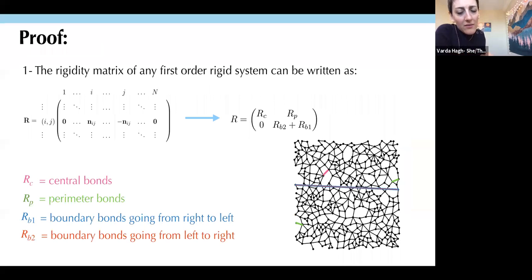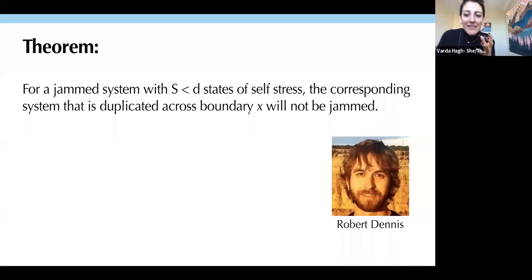Now, I'm going to present you a proof that is kind of mathematical. I hope you bear with me, but this is very important. This is very interesting because usually in jammed packings, as long as there's even one state of self-stress, we call those packings jammed and they become fully rigid.